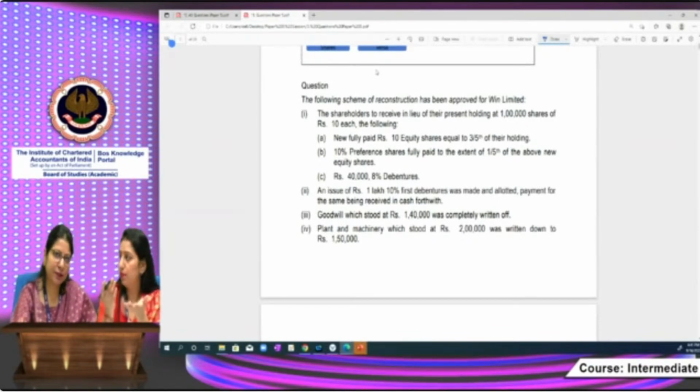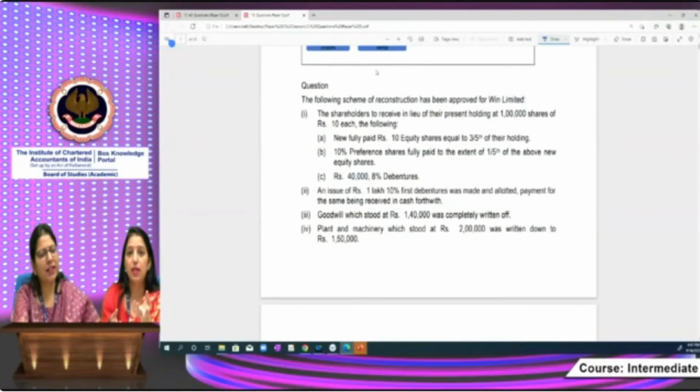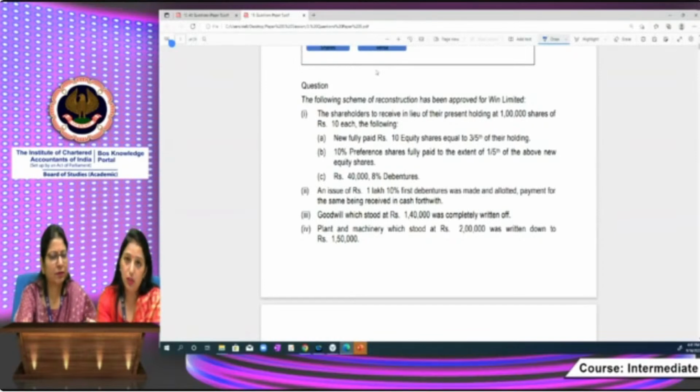It will be the revised, because share capital will be reduced, your debentures can be reduced, and the value of your intangible and fixed assets can be changed, because all the information will be provided in the question. You have to change the figures accordingly.